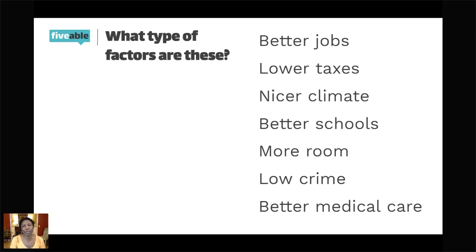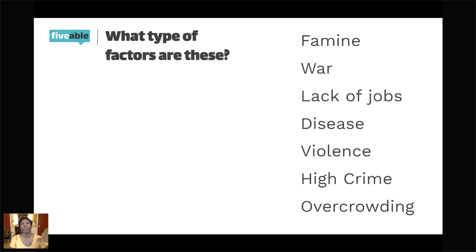And so then I'm still going to have you chime in. If where I'm living there is famine and war and a lack of jobs or job opportunities or disease, violence, or high crime or overcrowding, what are those factors going to be known as? All right, very, very good. Those are going to be our push factors. They're pushing us out of the area. And the ones that I mentioned before, that's going to draw me to that area. That's pull. These push factors are going to push me out. But if there's better jobs in Chicago than there are in Texas, then I'm going to be pulled to that Chicago area. Y'all are on fire. All right.